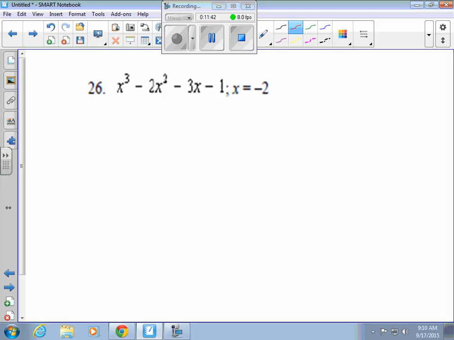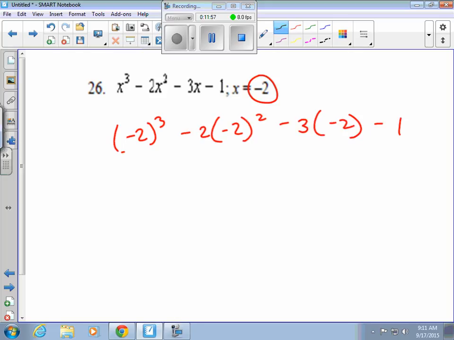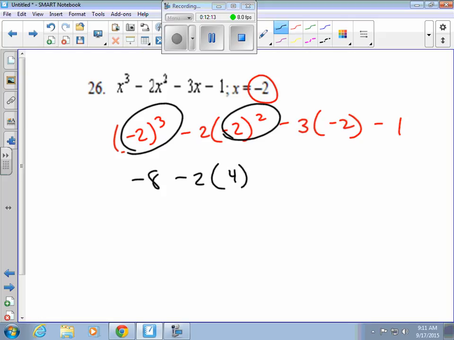Number 26 says x to the third minus 2x squared minus 3x minus 1 when x is negative 2. Remember, it plugs in as if it's in parentheses. So negative 2 to the third minus 2 times negative 2 squared minus 3 times negative 2 minus 1. Exponents first. This to the third power means negative times negative times negative, which is going to be negative at the end. 2 times 2 is 4 times 2 is 8. So negative 8 there. Minus 2 times negative 2 squared is going to be positive 4.